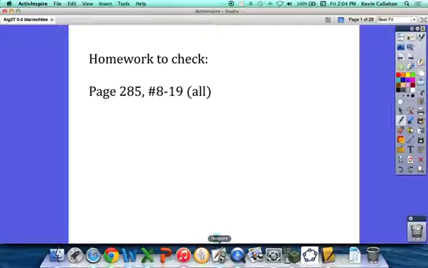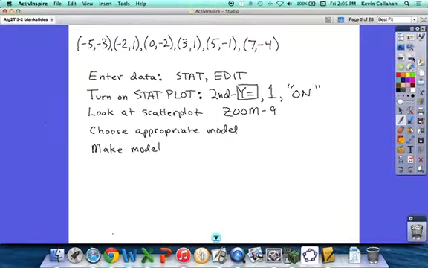But we spent most of the class working with the calculator, right? How do we use the calculator to model data, scatter plots, right? So let's go back over that. Especially if you weren't here, you should have your calculator out and be doing this, right? So how is it that we enter data into the calculator?